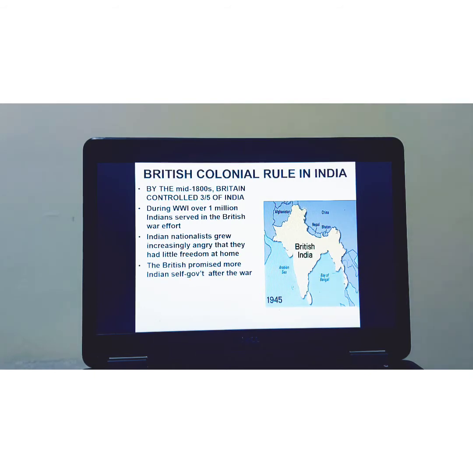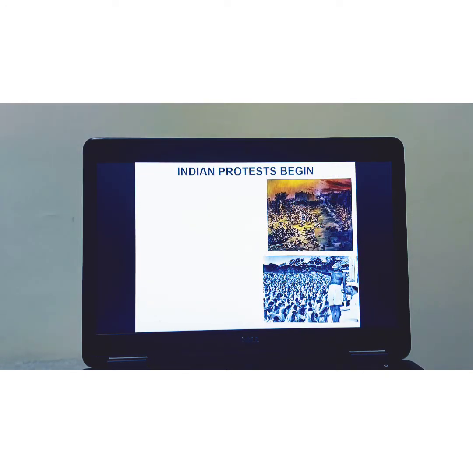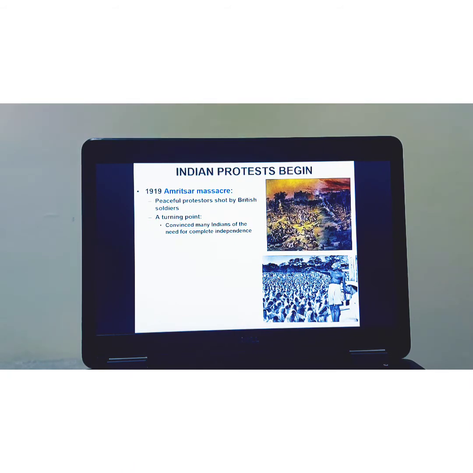The British promised more Indian self-government after the war. However, when World War I ended, Britain proposed only minor changes. Indian protests began. In 1919, the Amritsar massacre: peaceful protesters were shot by British soldiers. The meaning of massacre is a heinous crime, a mass killing. A turning point, it convinced many Indians of the need for complete independence.